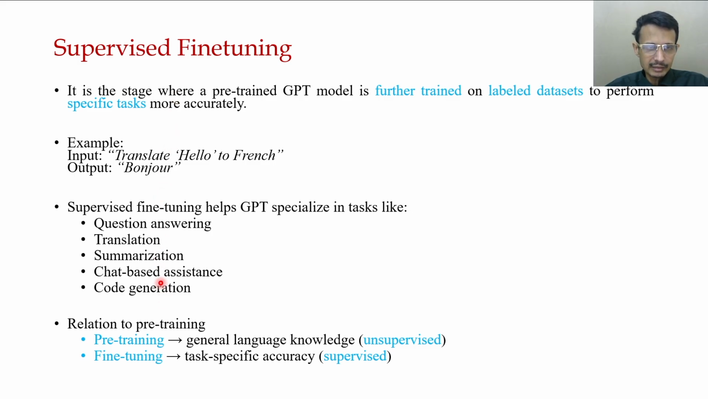Now the main thing is that there are two major things in GPT training. One is pre-training, where the general language knowledge is learned by this model. This is unsupervised in nature. And the other is task-specific fine-tuning. This improves the task-specific accuracy, but that is supervised in nature. So these two are the major aspects of the training of these GPT models.